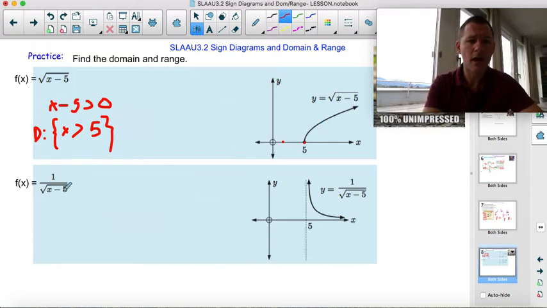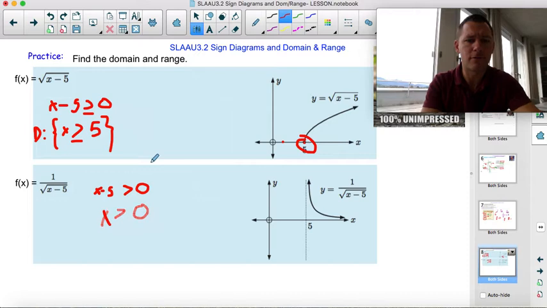Same thing with this. I want whatever's in this denominator to be bigger than 0. But it can't be equal to 0 because it's in the denominator. So we set it like that. Oh, this could be like that because this 5 is fine. You could put 5 in here. You go 5 minus 5, 0, square root of 0, 0. So the 5's okay. But here we want x to be greater than 5, but not actually equal to 5.